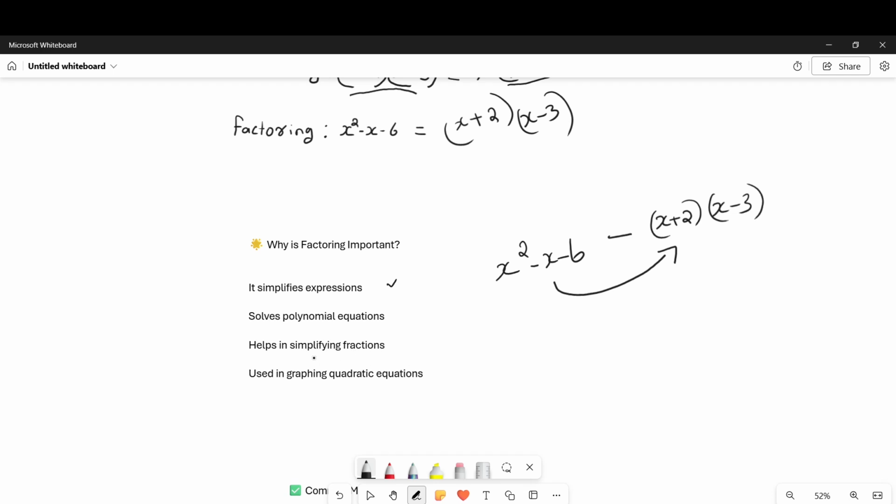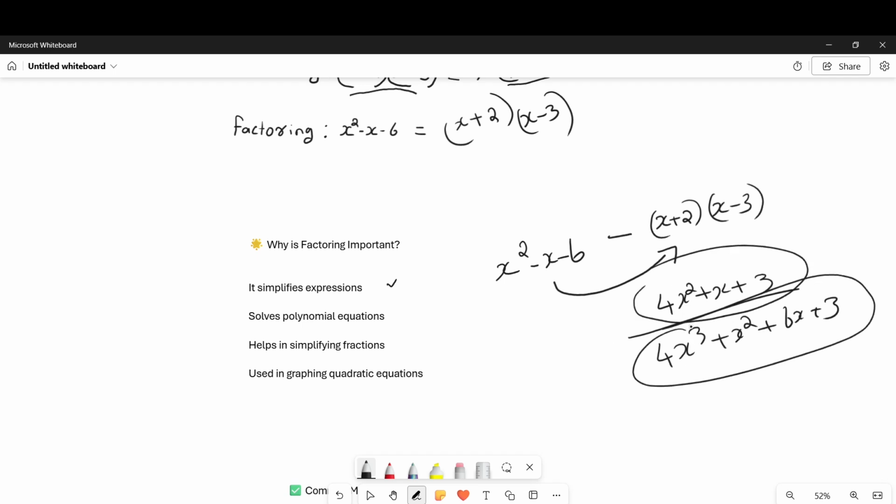The third one is that it helps in simplifying fractions. If we go for a bigger expression like 4x square plus x plus 3 divided by 4x cube plus x square plus 6x plus 3, then factoring out the numerator and denominator will help us cancel terms and reduce it to a simpler form. That will help us to simplify the fractions.